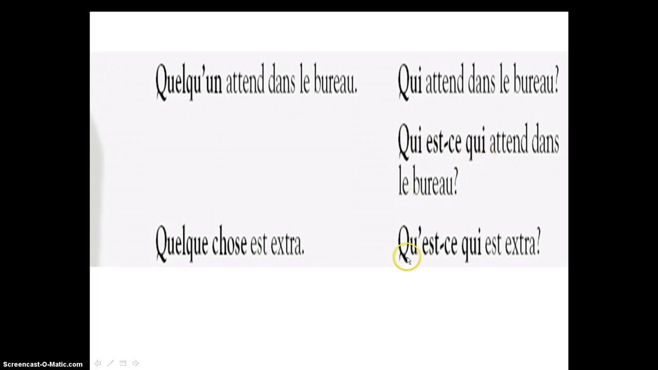Here in "qu'est-ce," the que normally refers to an object, a thing. But this second part tells me that I'm looking for the subject. The qui tells me I'm looking for the subject, and this first part tells me whether I'm referring to a person or a thing. In this statement I'm referring to something, and here I'm referring to a person, right? So let's go to the next one.